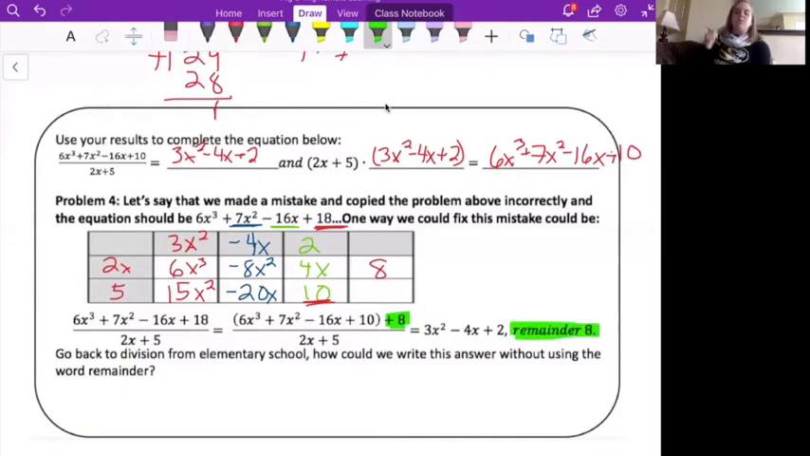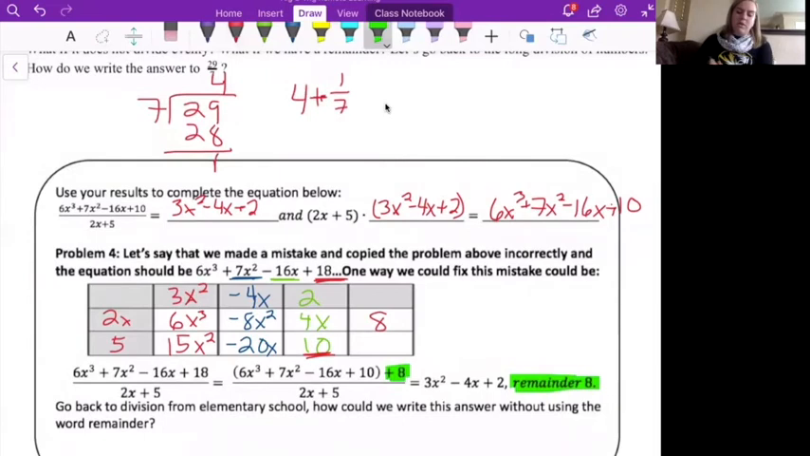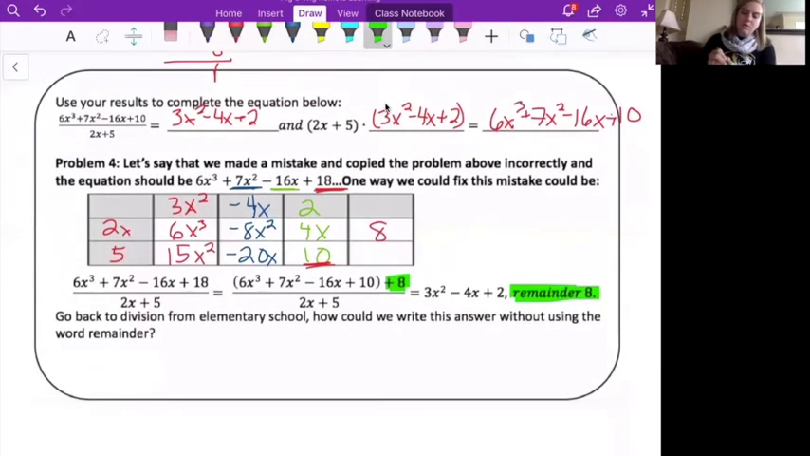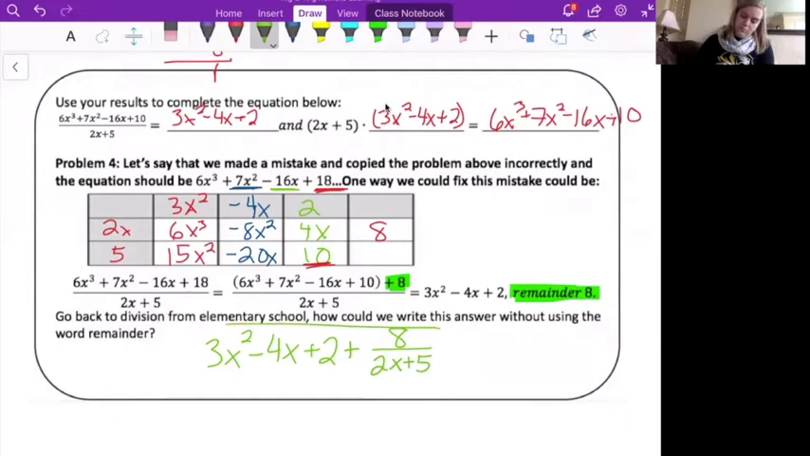But if we want to write it similarly to how we did up here, the way that we write this is we write our length factor of 3x squared minus 4x plus 2 equals 8 over, oh wait, that should be a plus 8 over 2x plus 5.